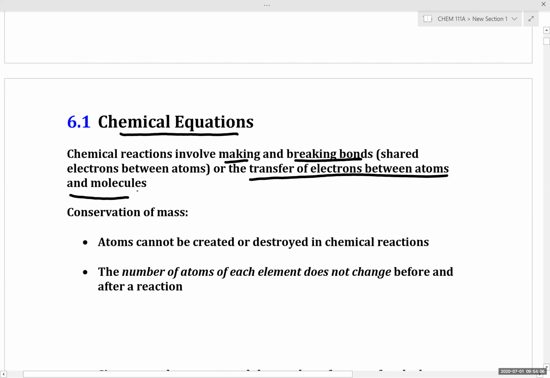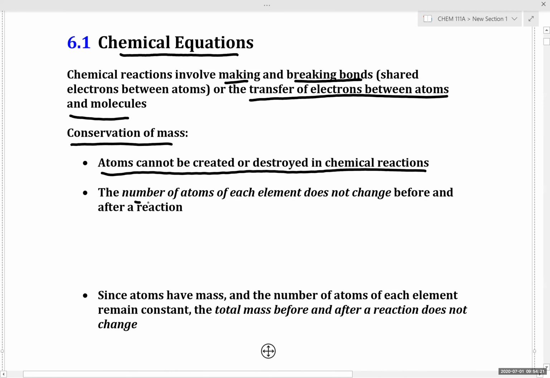Now, there are a few laws that govern chemical reactions, the first of which is the law of conservation of mass, which states atoms cannot be created or destroyed in chemical reactions. The number of atoms of each element does not change before and after a reaction.